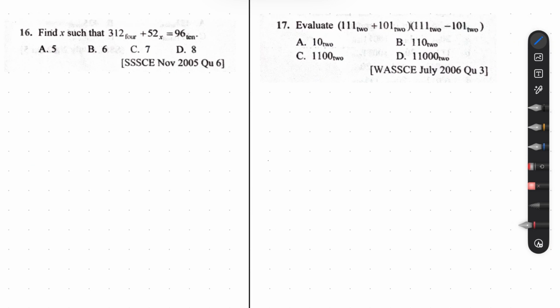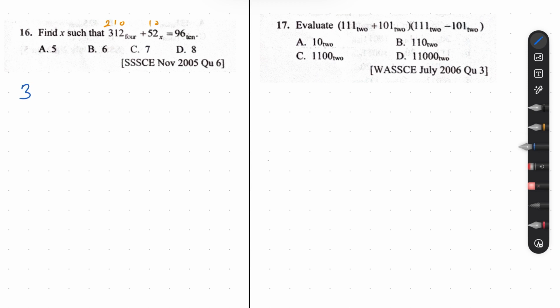It said find x such that 312 base 4 plus 52 base x is equal to 96 base 10. So first we need to convert all this and this to base 10, then we can equate it to 96. So let's do the first one, which is 312. As usual, let's label it and number the digits: 2, 1, 0.